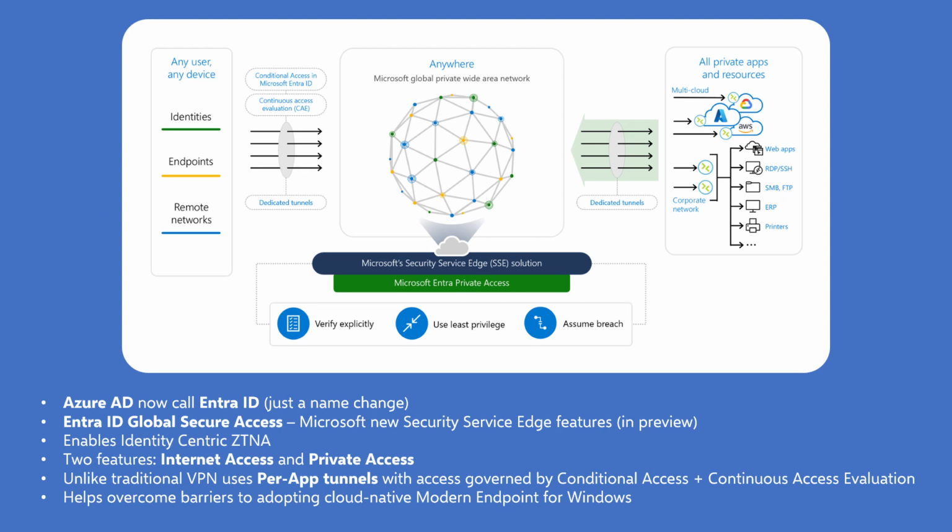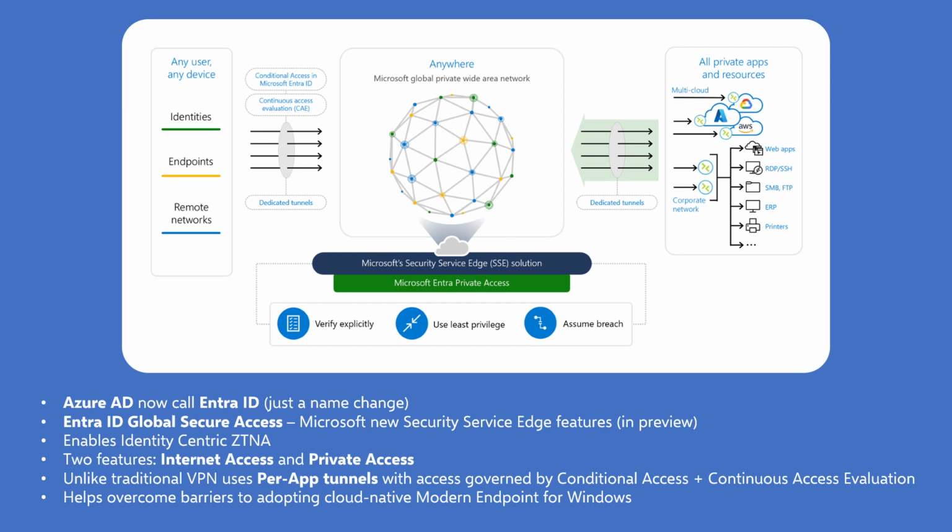So just a bit of background. Azure AD is now called Entra ID, so that was just a name change that was announced recently. But as well as that, what was announced too was a new feature called Global Secure Access, which is part of Entra ID. And that's currently in preview, and it has two main elements to it: internet access and private access. And we're going to look at private access today at a basic level.